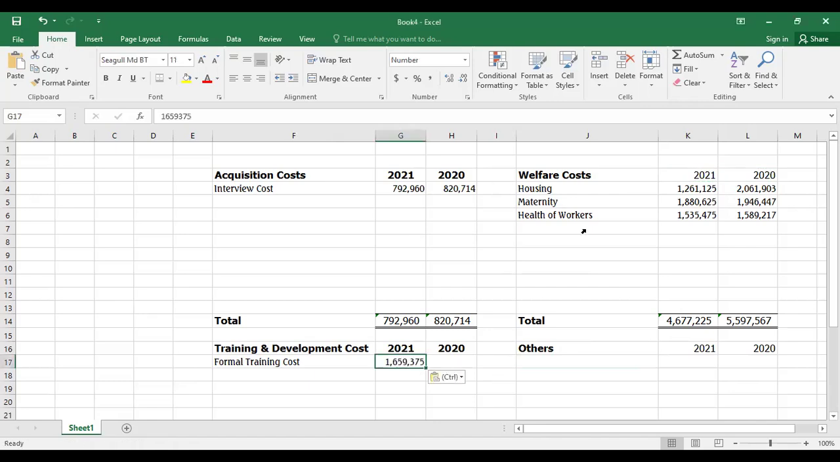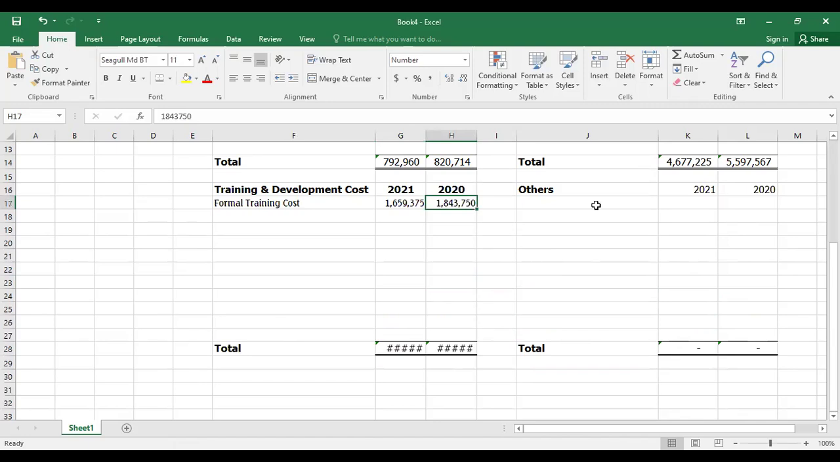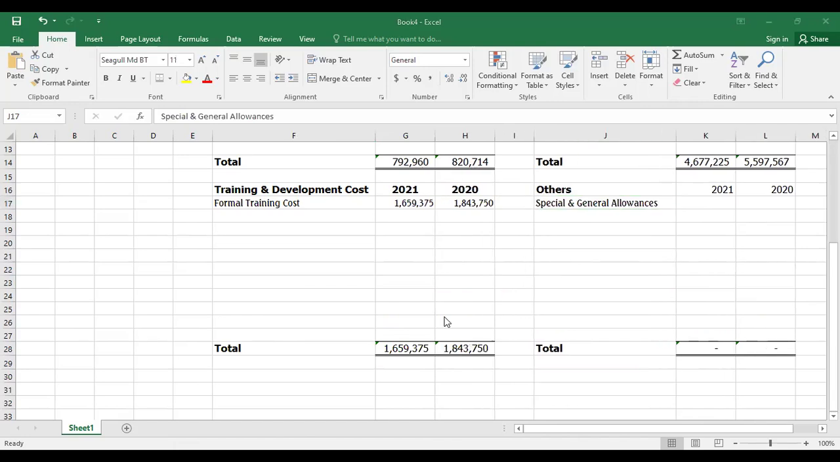1659375. Yes. So then this one is 1843. Yes, brilliant. So special general, we did say earlier that falls under others. So others, special general allowances. So fall under, so we have 9956250, 97. Yes, we are following.